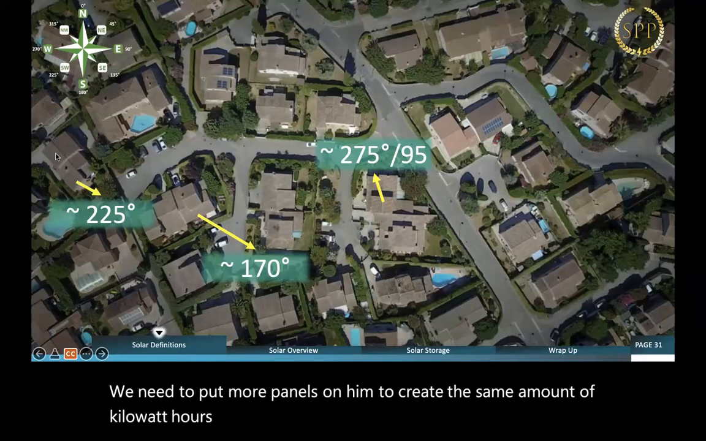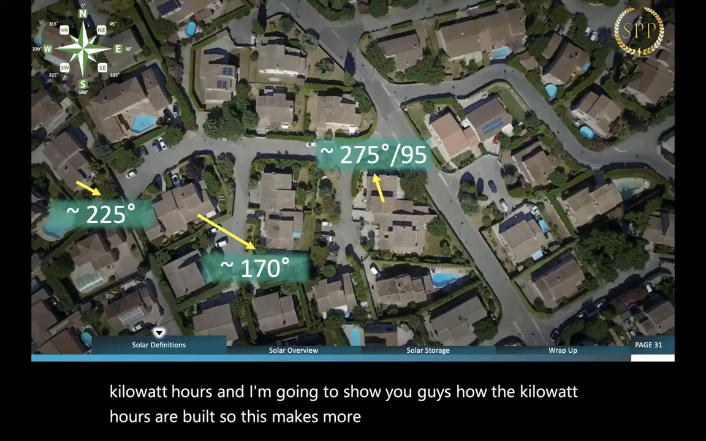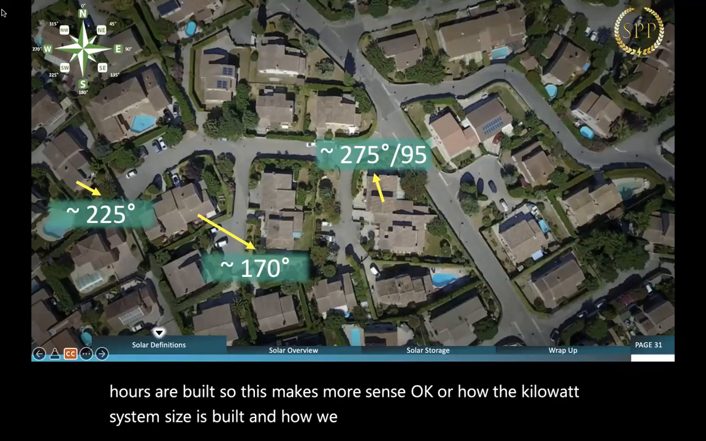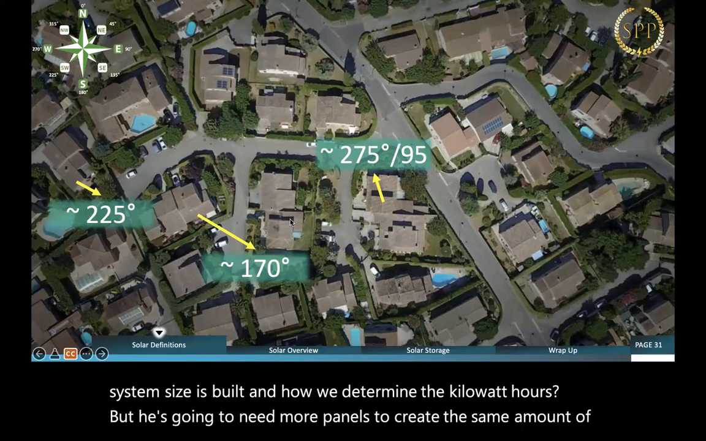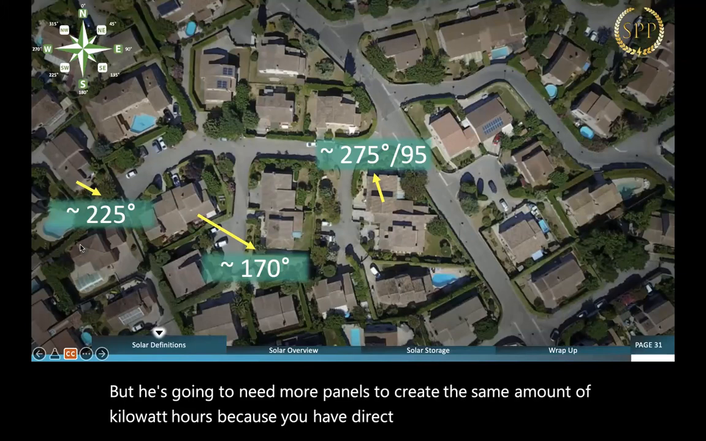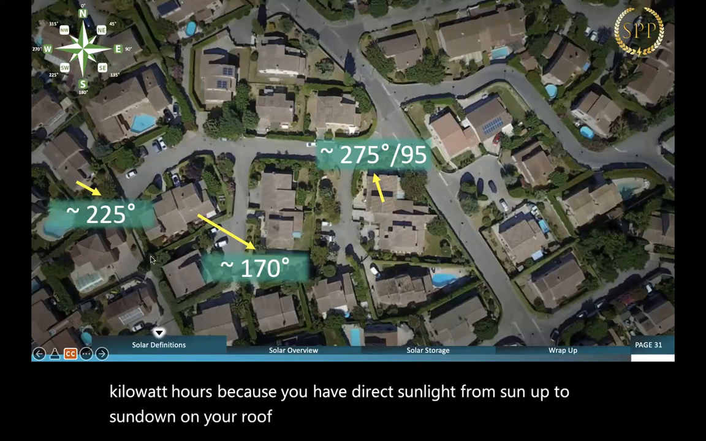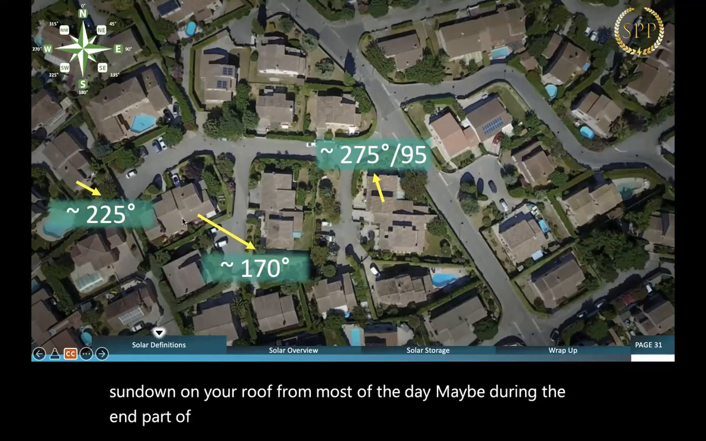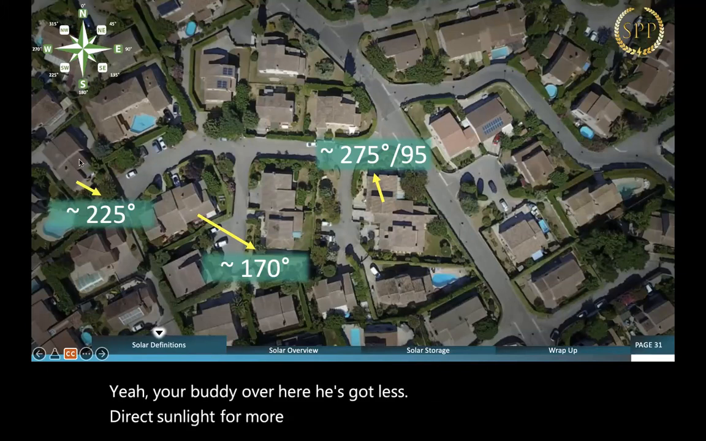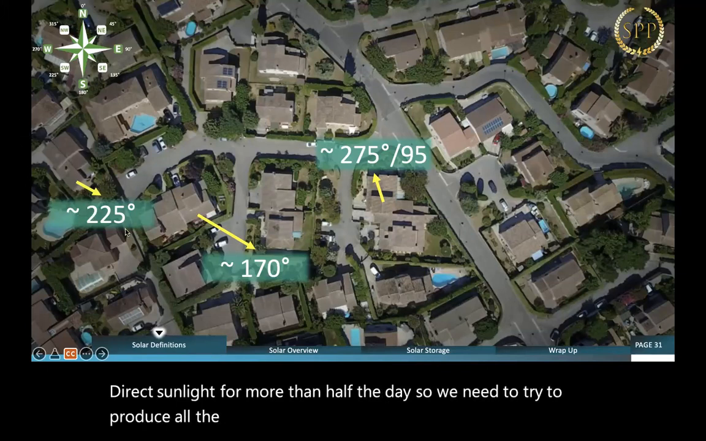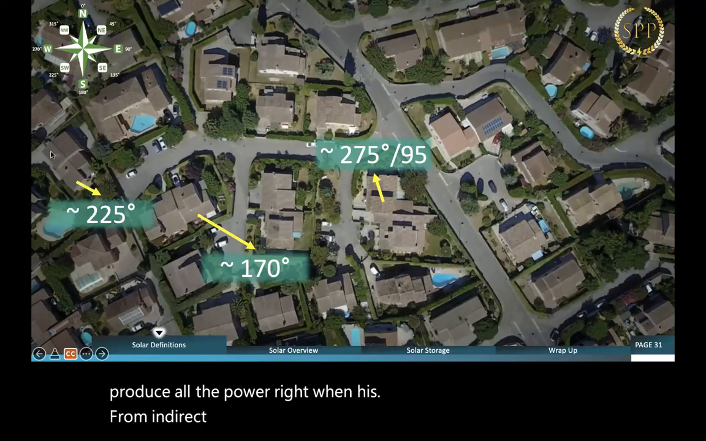And I'm going to show you guys how the kilowatt hours are built so this makes more sense. Or how the kilowatt system size is built and how we determine the kilowatt hours. But he's going to need more panels to create the same amount of kilowatt hours because you have direct sunlight from sunup to sundown on your roof for most of the day. Maybe during the end part of the day you don't, because you're not facing directly south. But your buddy over here has less direct sunlight for more than half the day. So we need to try to produce power from indirect sunlight, and then get the rest of it during the direct sunlight portion.